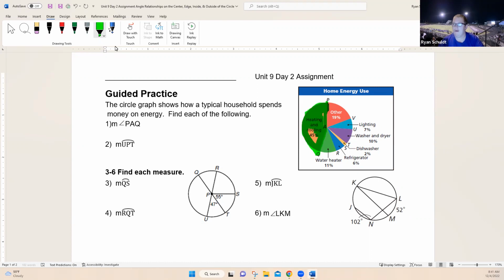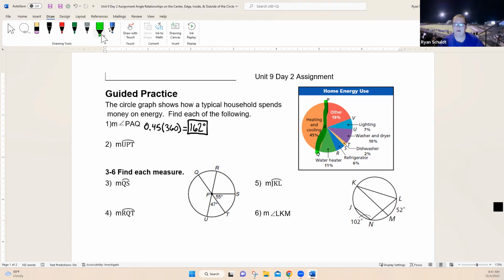But how much do they use for heating and cooling? Why am I shading this thing? Anyways. PAQ. Okay. So we just do the 45%, 0.45 times 360. That gets us 162 degrees. There we go.